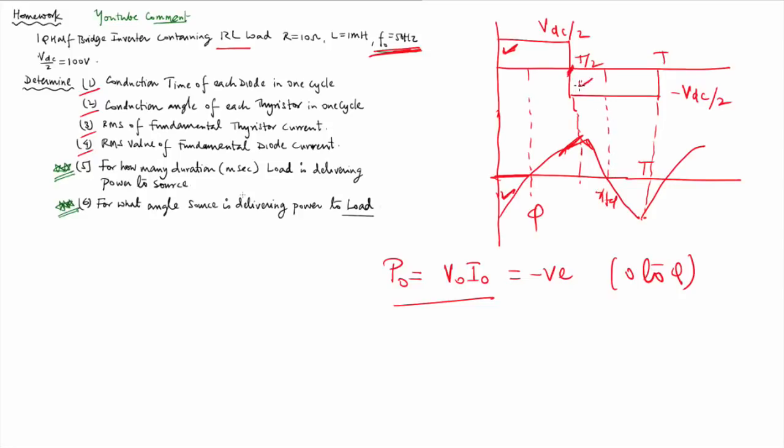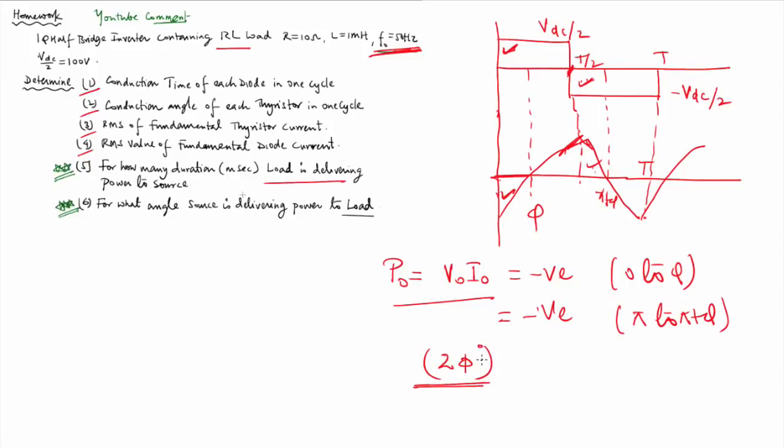You can see the V naught is negative and I naught is positive. So in this time also the output power will be negative, in between from pi to pi plus phi. Is it fine? So I am getting negative power from 0 to phi and from pi to pi plus phi. That means in one cycle I am getting the negative power for 2 phi, and it is asking for how many duration the load is delivering power.